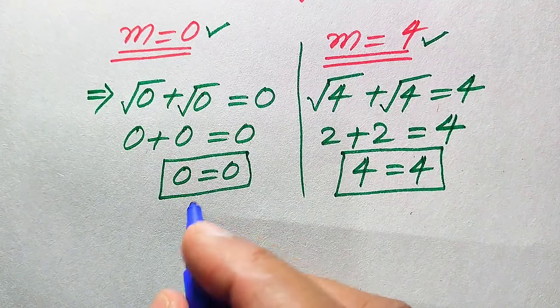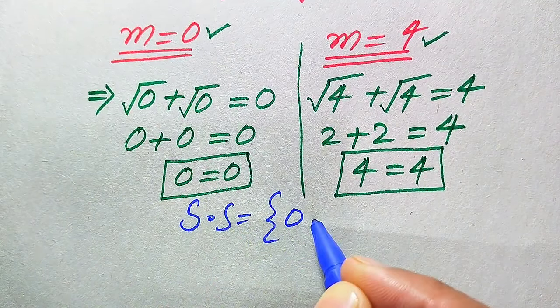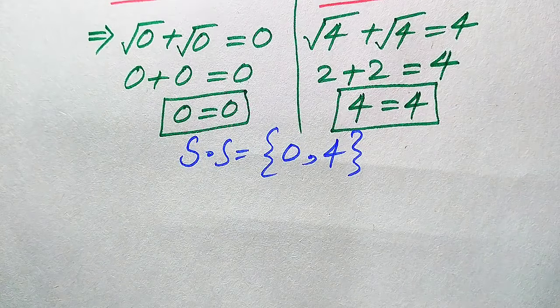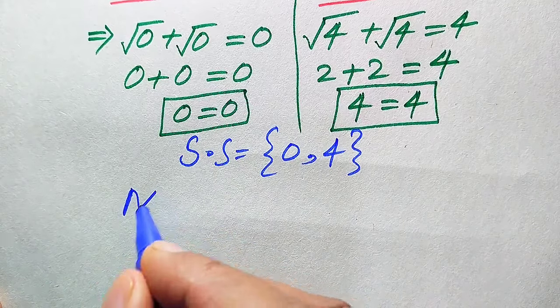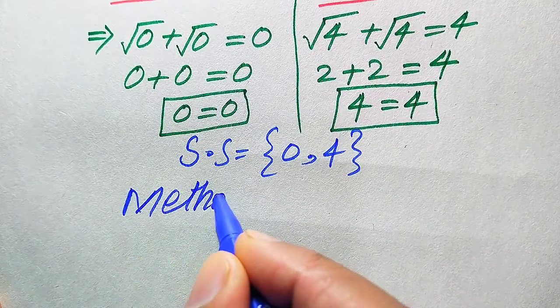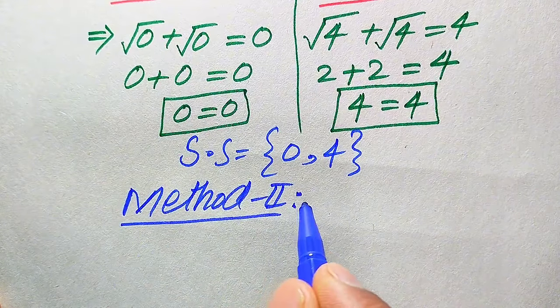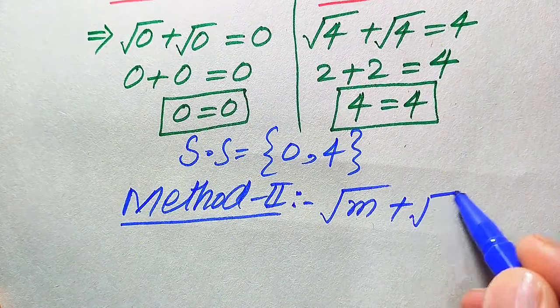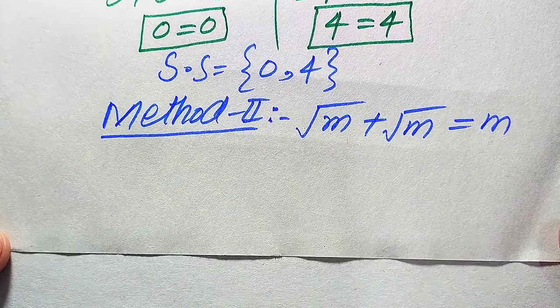And finally we have the solution set of the given question is 0 and 4. So this is our final answer which we get here from the first method. And now we again solve this problem by the second method. In the second method we need to copy down the given question statement, which is square root of m plus square root of m is equal to m.